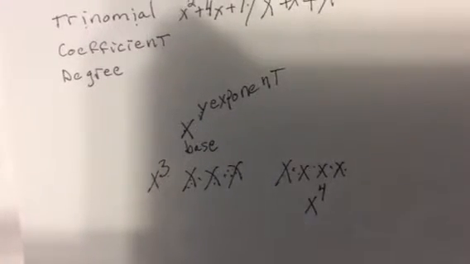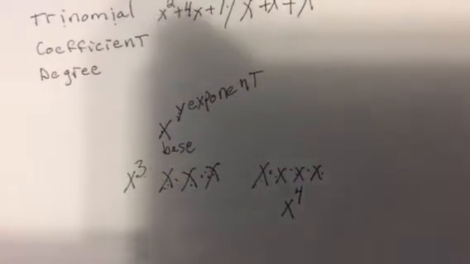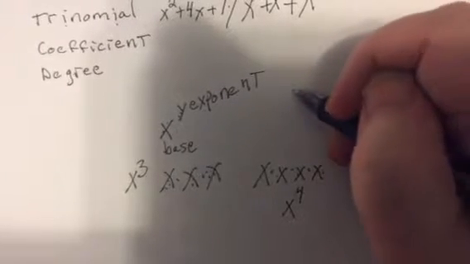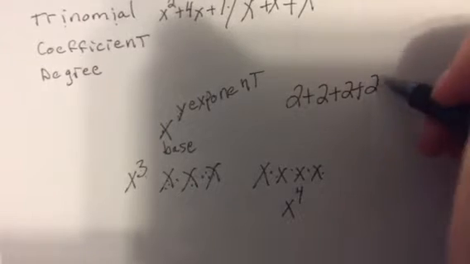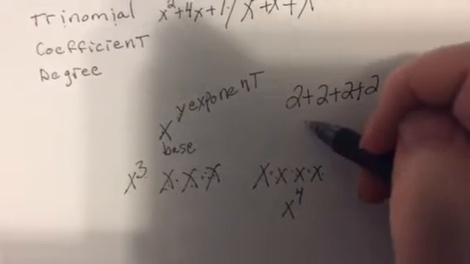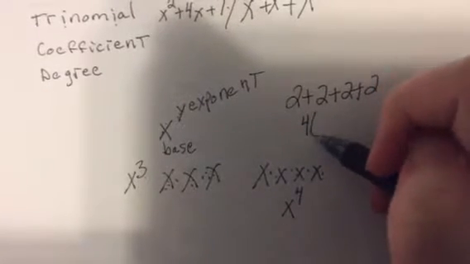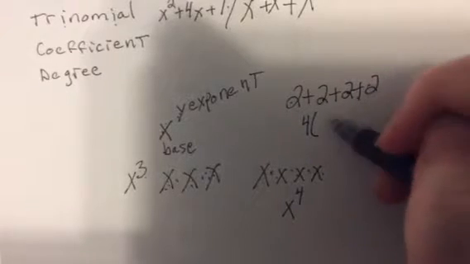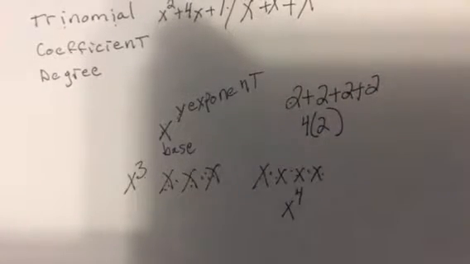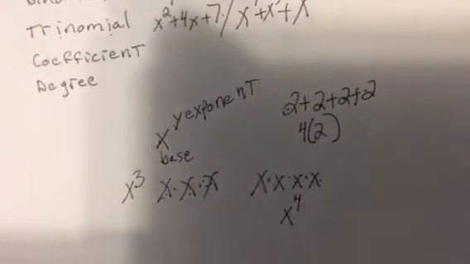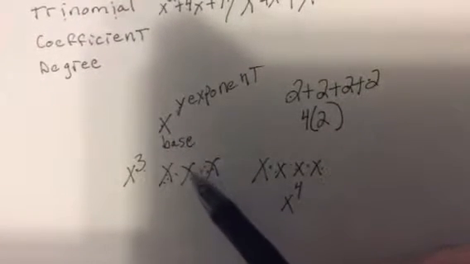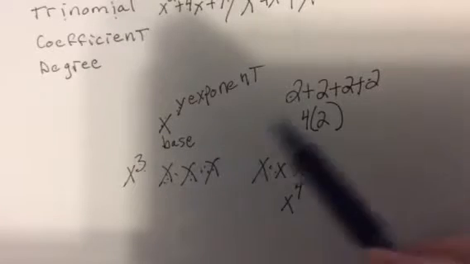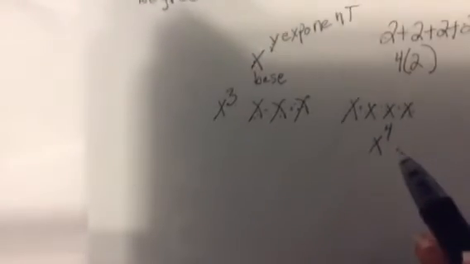Now, this is really a shortcut. It's just like when you were wee lads and ladettes and you had 2 plus 2 plus 2 plus 2. And you say, I don't want to write that out, so we're going to do a shortcut. That's 4 2's, 4 times 2. Multiplication is a shortcut of addition. Power is a shortcut of multiplication. Isn't that neat? I like it.